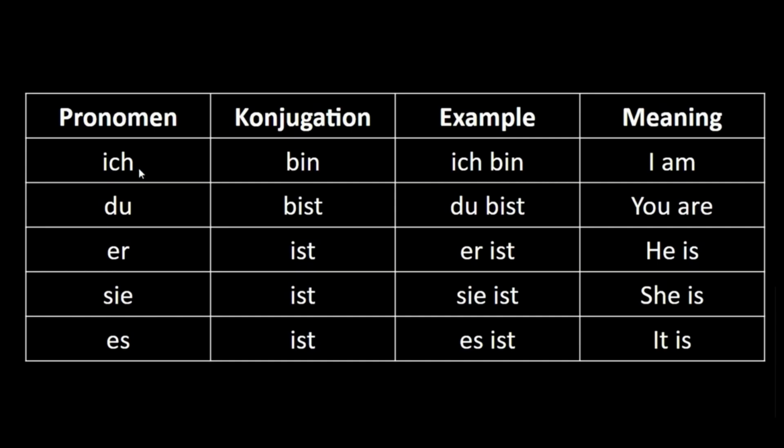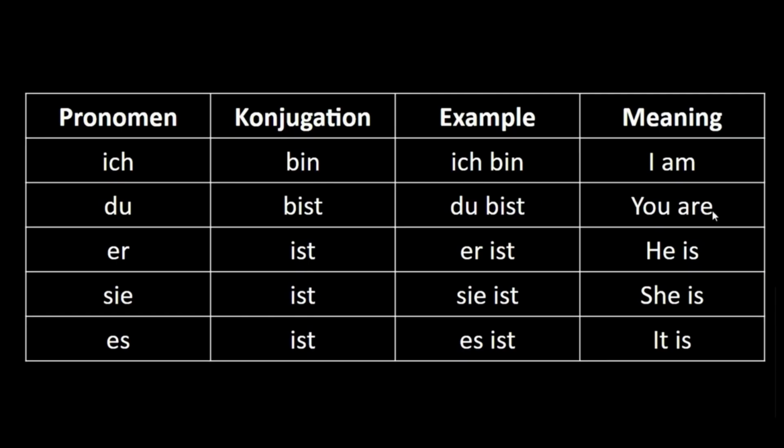So let's learn. If you want to say I am, you need to write the subject as ich and then conjugate the verb sein as bin. Okay, so bin is the conjugation of the verb sein whenever the subject is ich. So I am, ich bin.